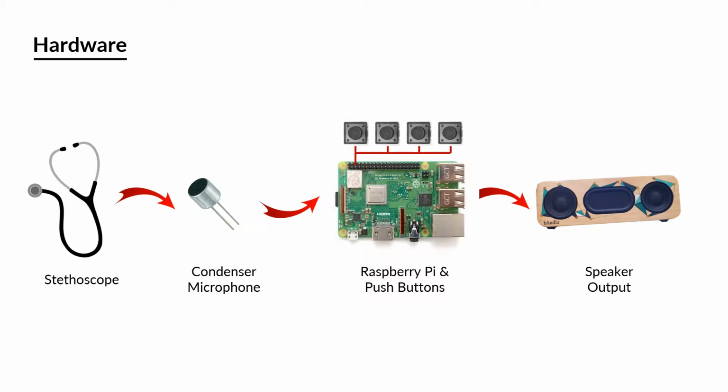The device consists of a stethoscope, a microphone, a Raspberry Pi with 4 buttons, and a speaker to output the results. When the user presses the record button, the device records the heartbeats of the patients through the stethoscope and condenser microphone to obtain a PCG.